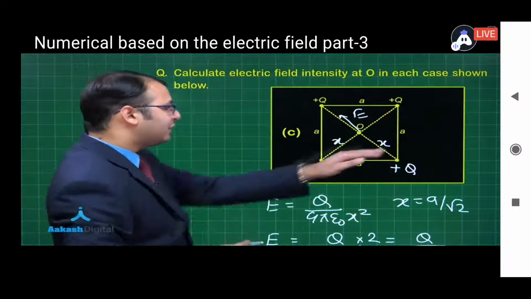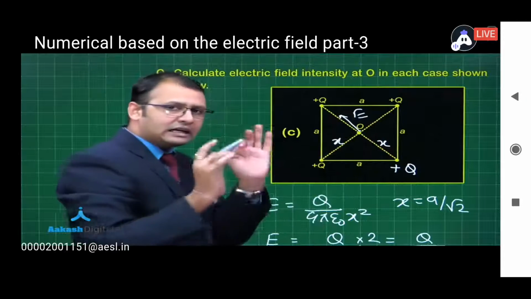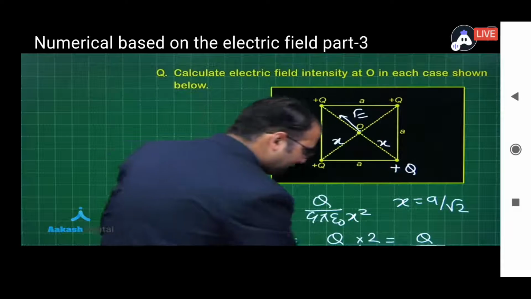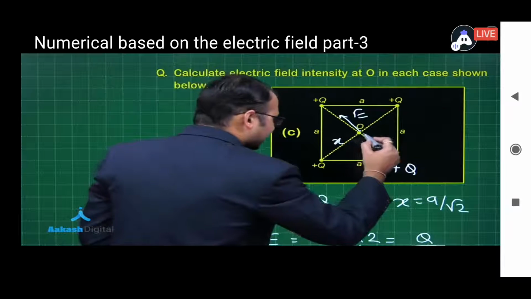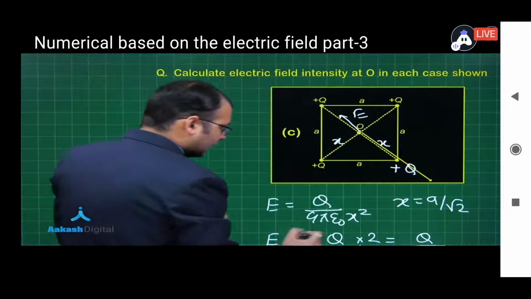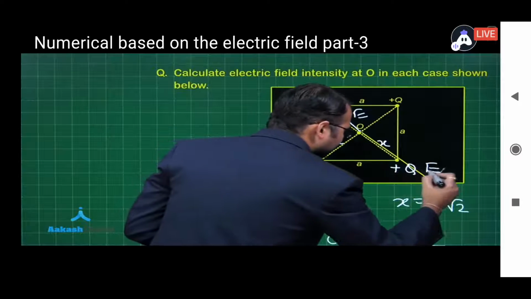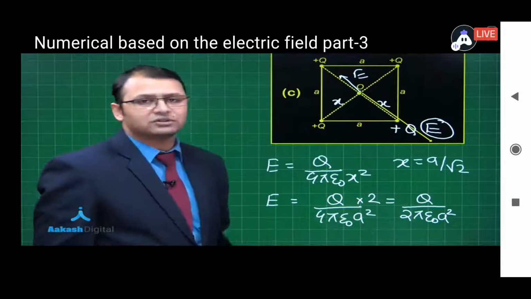So I'll say if I remove this charge, the whole system will apply electric field exactly equal to this electric field, but in direction opposite to it, in this direction. And what is the electric field applied by this system? This would be E, which we already know the value would be Q upon 2 pi epsilon naught A square.